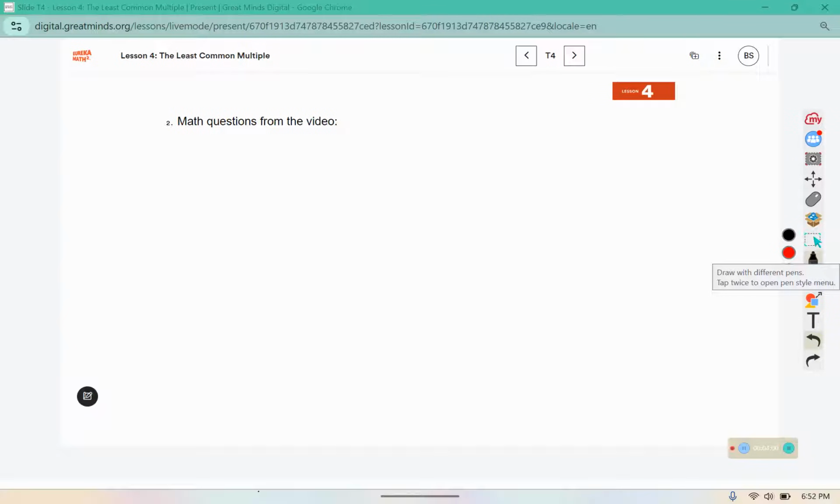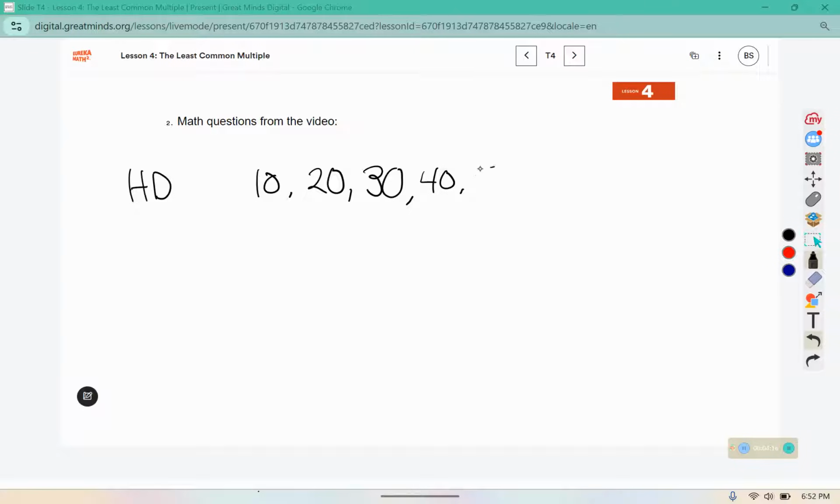If we were to list out how many we would get from buying the hot dogs, we would have 10 from the first pack, 20 if we bought 2 packs, 30 in 3 packs, 40 for 4 packs, 50 for 5, and so on. We're listing out these multiples. For the buns, we would count up by 8s.